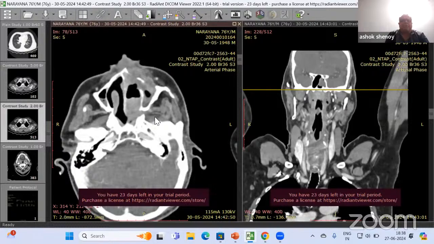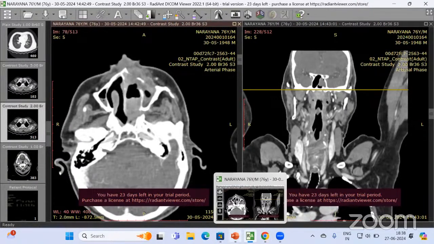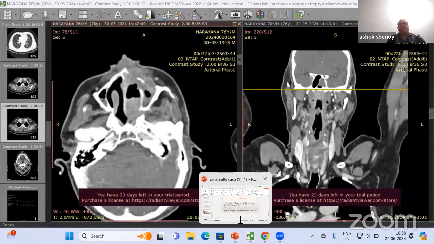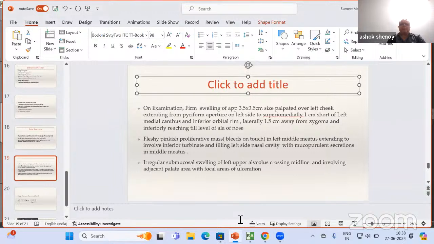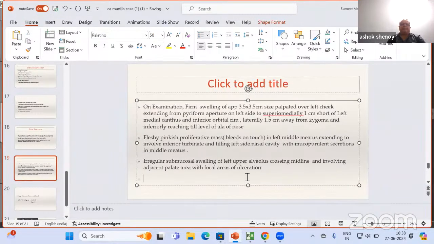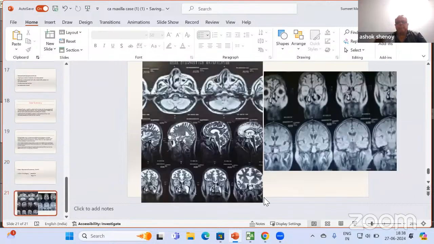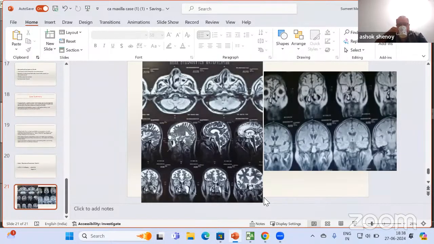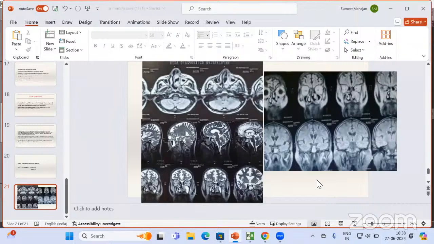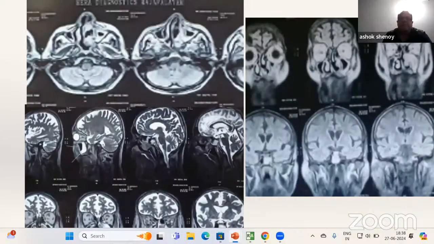Now, can we go on to the MRI? If there's anything significant in the MRI, in addition to complement your CT scan, you can let us know. Yes, sir. I will show one slide, sir. Just tell us what it adds to the CT scan. Sir, is it visible, sir? Yeah, it is visible.